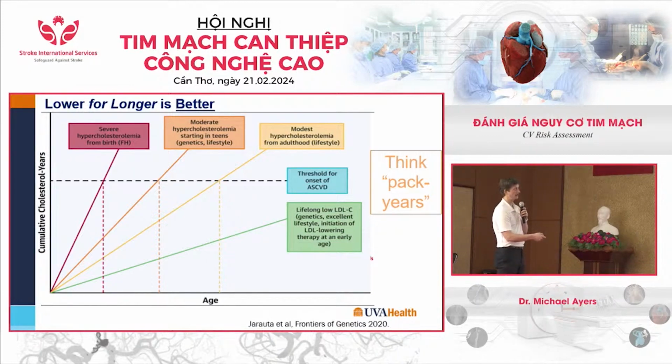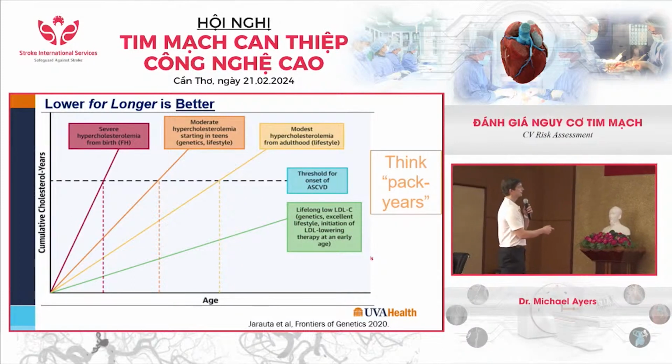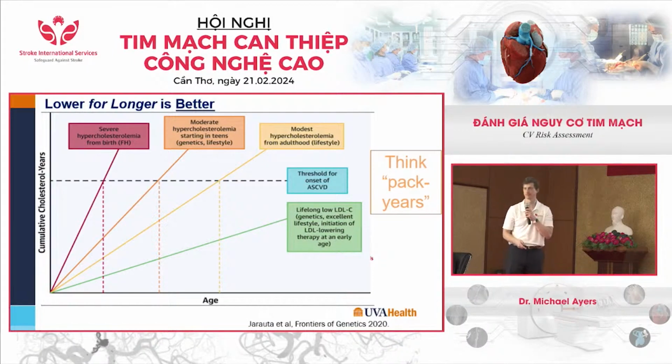The person who's never had an LDL above 70 is exceedingly unlikely to have a heart attack or stroke without introducing heavy tobacco use or something else. Conversely, these two are rapidly accumulating cholesterol years, and they start to see probabilistic chance of having an event increase early in life. Not just lower is better, lower for longer is better.